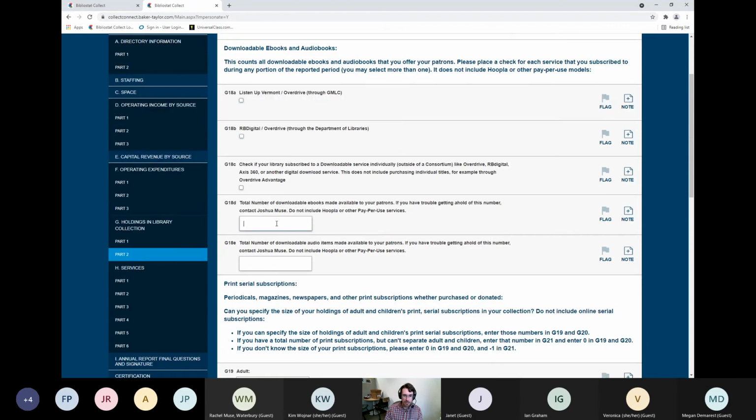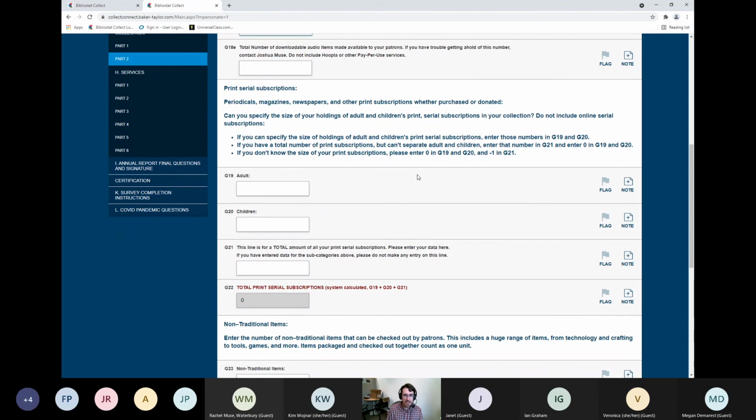And then what we want is the total number of downloadable ebooks and the total number of downloadable audio items available to your patrons. Again, if you're part of a consortium, we want to know the entire collection. If you have purchased individual items in addition to that, it's called Overdrive Advantage in Overdrive. Ideally, if you can get those numbers, we'd like to add those in there too. They're not huge compared to the consortium numbers. I have the consortium numbers available. I haven't quite updated the page on our website where they're posted, so they're not there yet, but I will shortly. So that's that. Hopefully that's relatively straightforward.